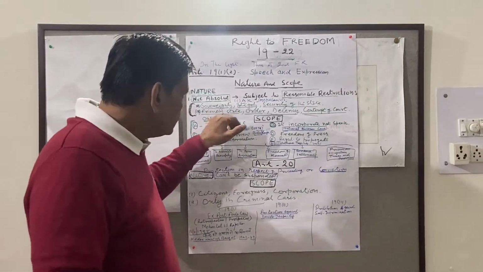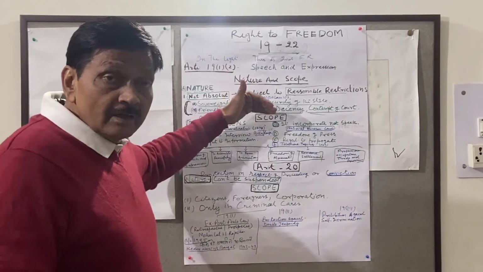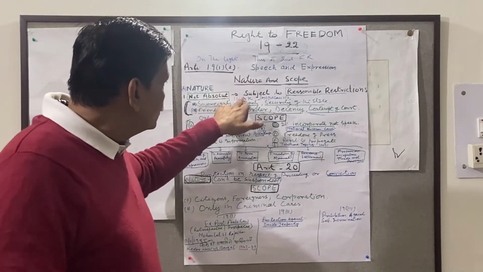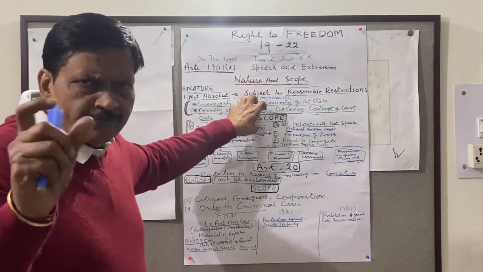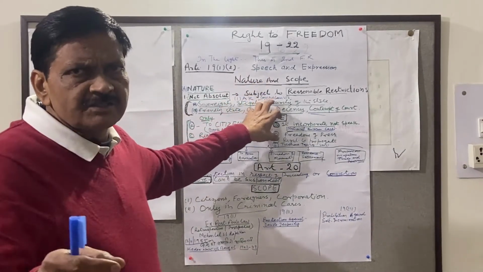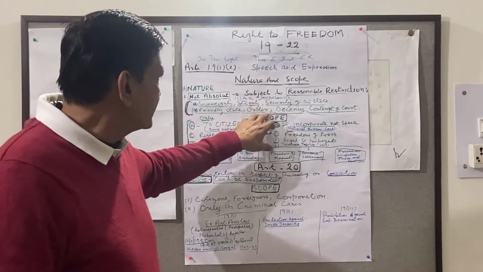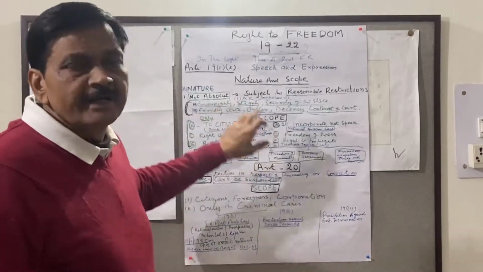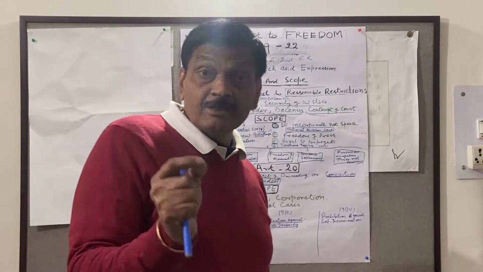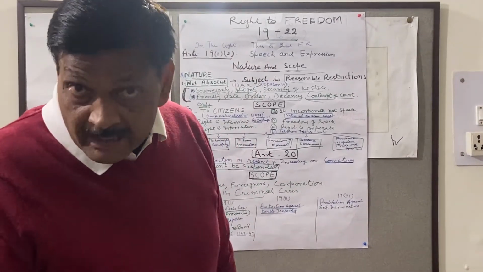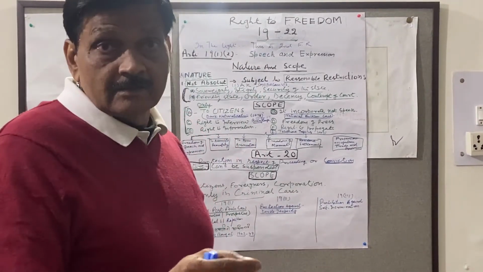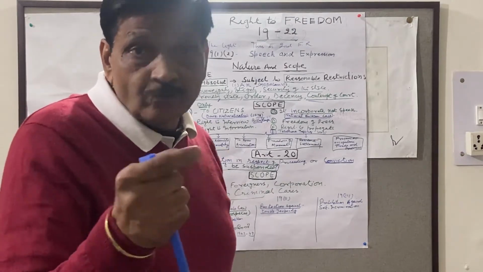So, 19 provision 2, I will explain a few of them, the reasonable restrictions imposed by the Constitution in this regard. First is sovereignty. Sovereignty of the nation should not be compromised by the right to freedom.